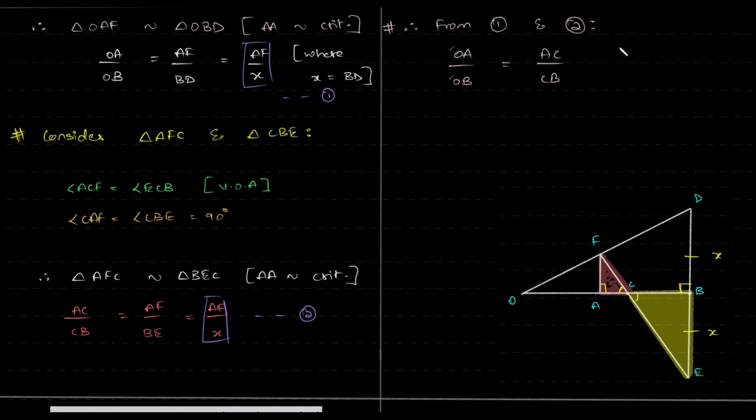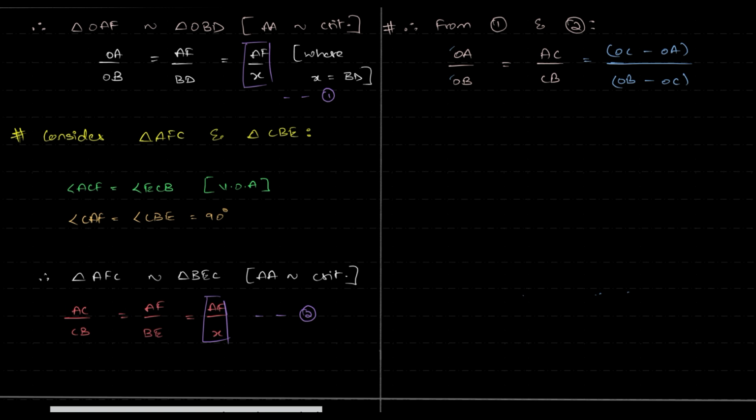So this is also equal to OC minus OA. And this thing divided by CB is OB minus OC. OB minus OC. This is good. And now I don't need this diagram.